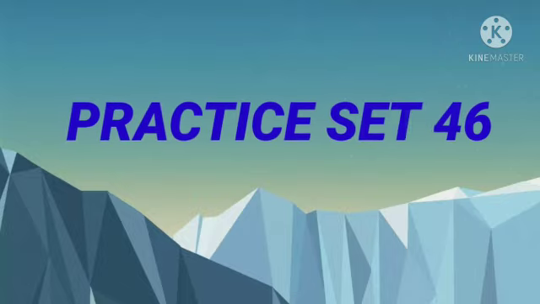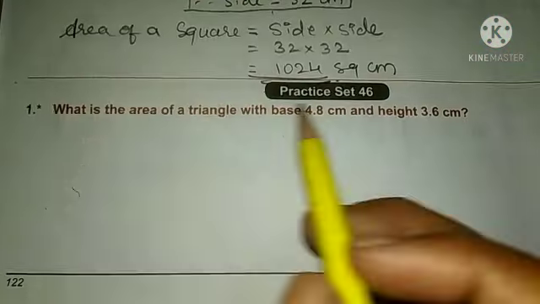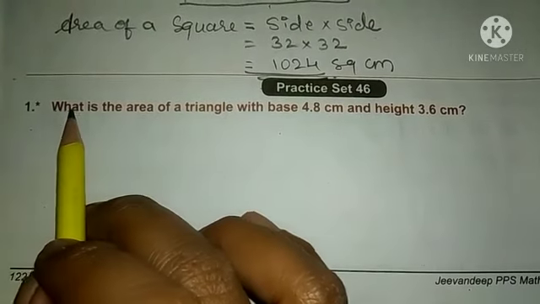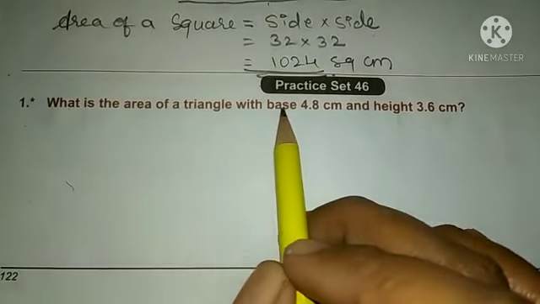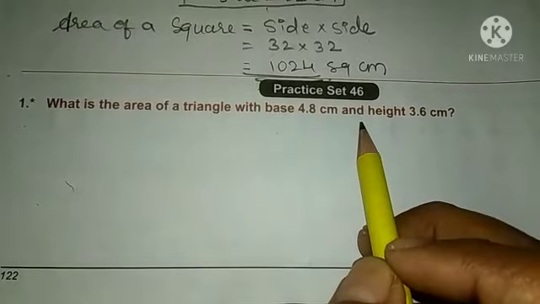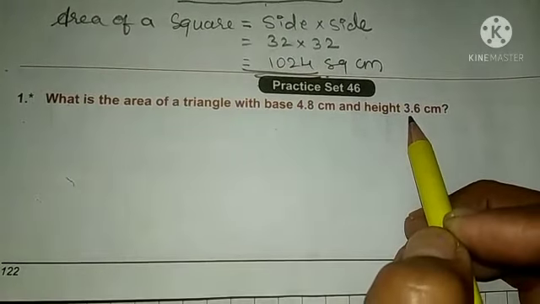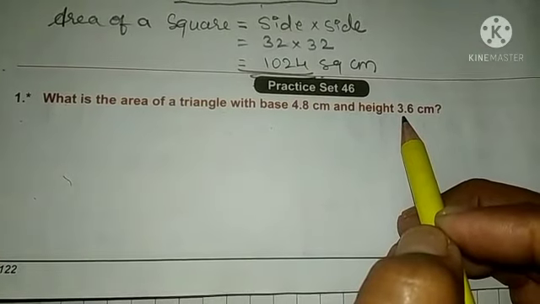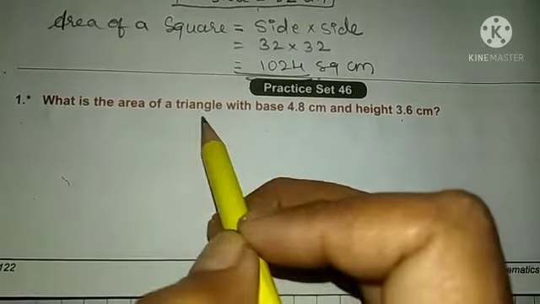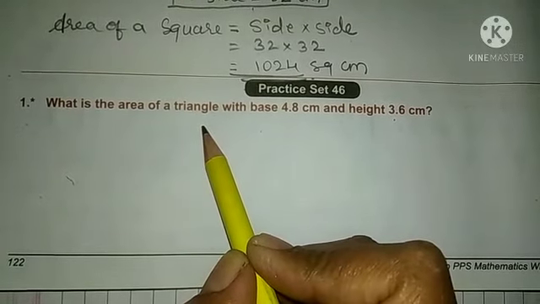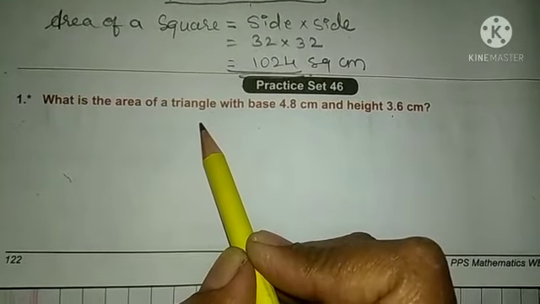Now let's see practice set 46. See students, practice set 46, question number 1. What is the area of a triangle with base 4.8 centimeter and height 3.6 centimeter? So what we have to find out in this question, students? Here we have to find out the area of a triangle. So how will you find it? By using the formula. Clear?